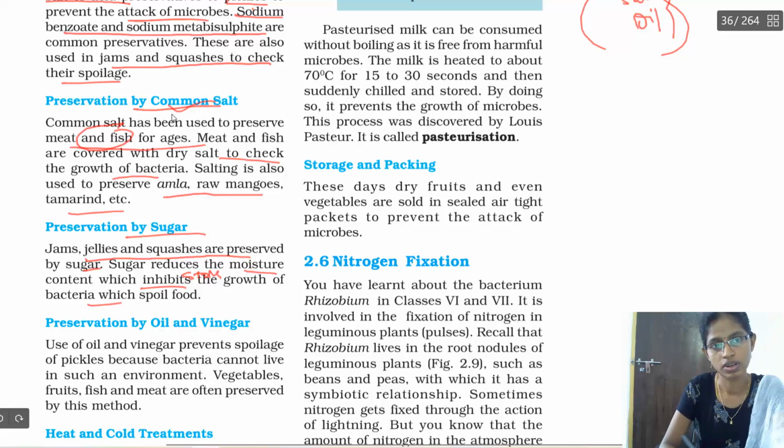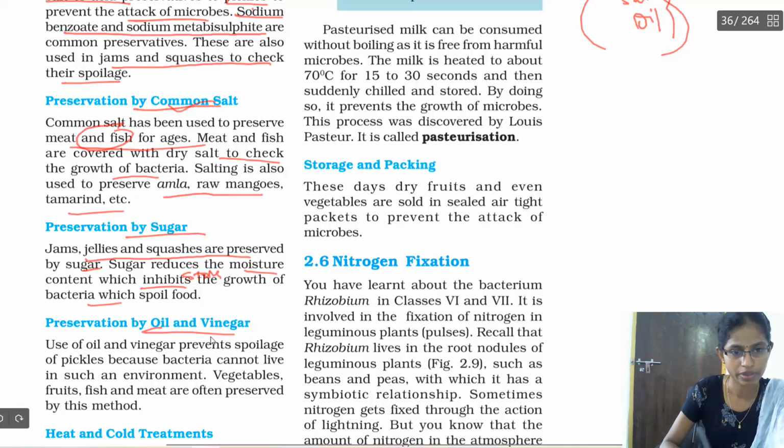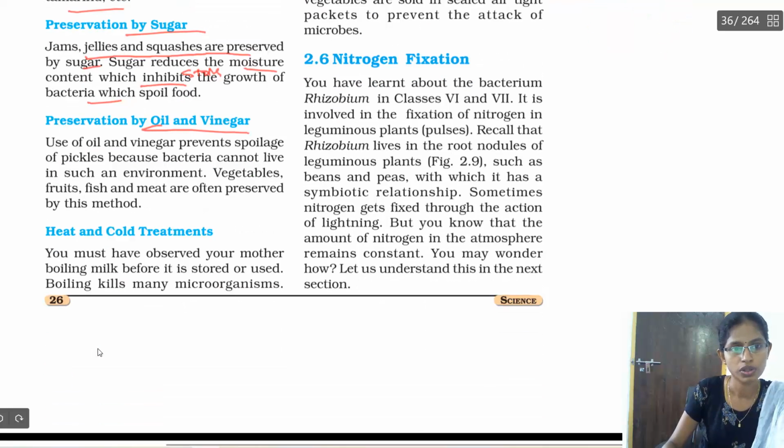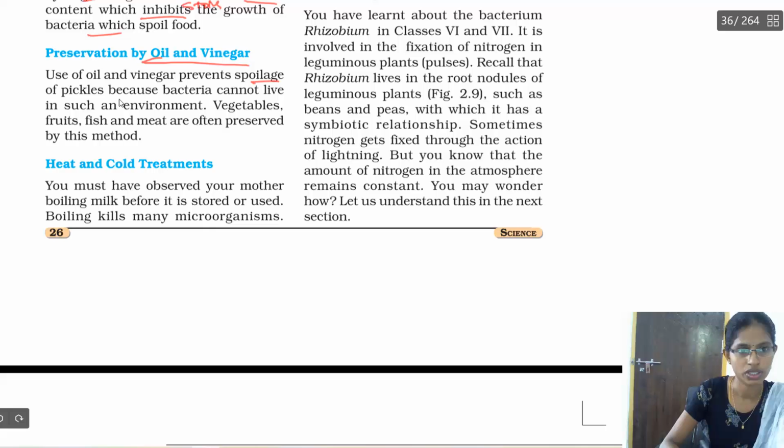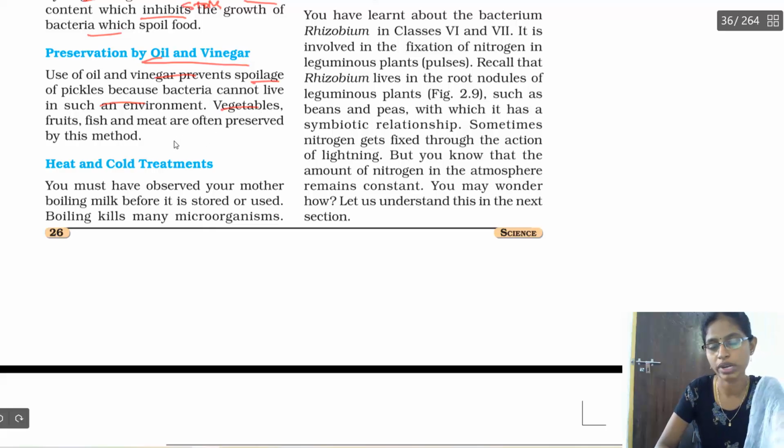Now we are going to see how food is preserved by oil and vinegar. Use of oil and vinegar prevents spoilage of pickles because bacteria cannot live in such an environment. There will be no growth in a condition where oil and vinegar are used. So vegetables, fruits, fish and meat are often preserved by this method.